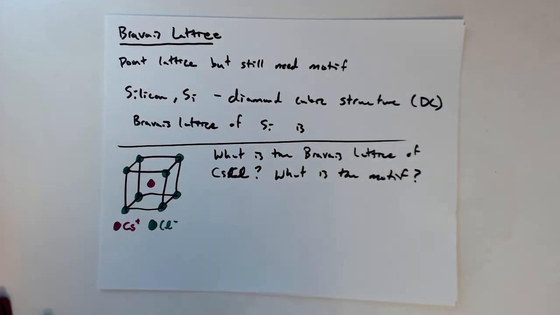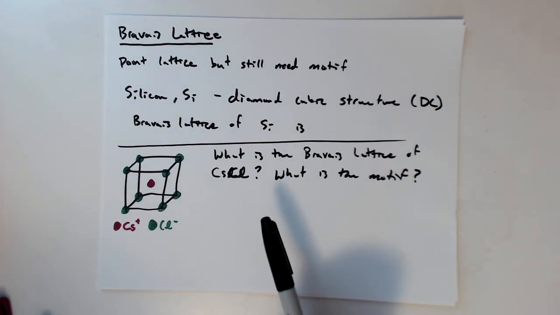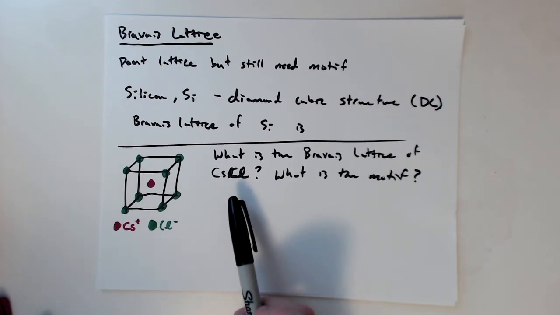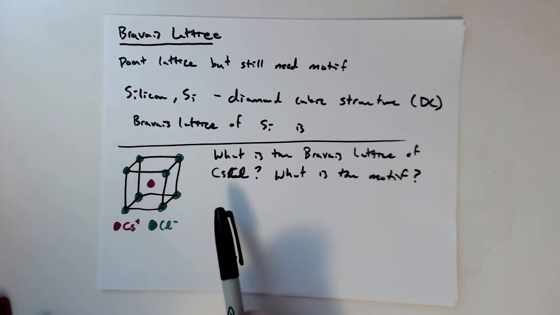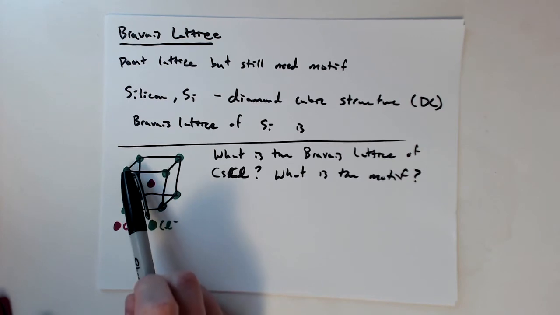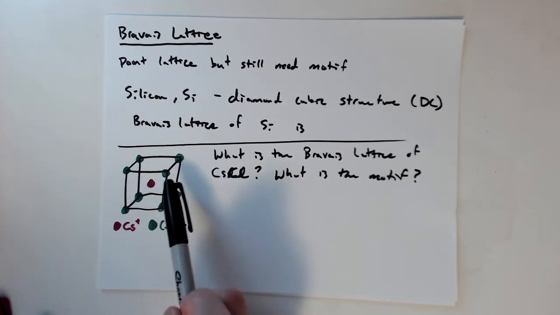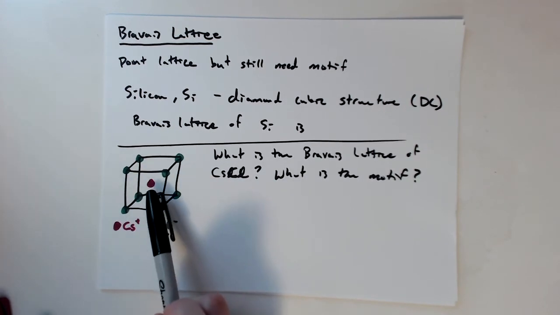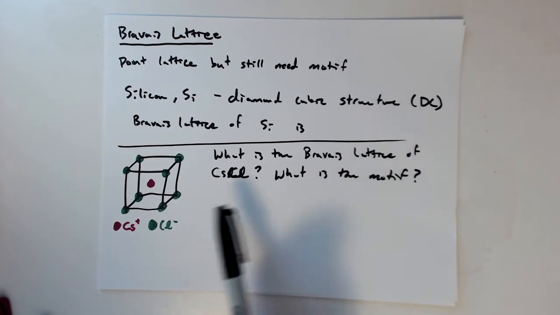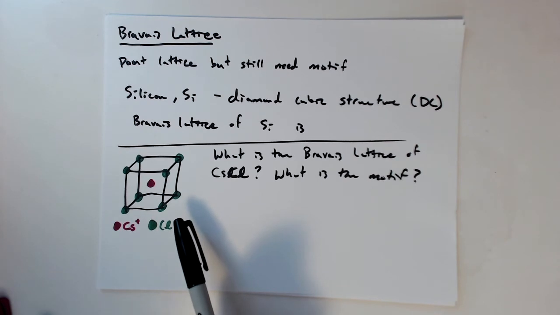All right, now that you've had a chance to answer this question about the Bravais lattice and the motif of the cesium chloride structure, let's take a look at what we get. So the first instinct might be to say that this structure, which has chlorine on the corners and cesium in the body-centered position, has a Bravais lattice that is body-centered cubic.